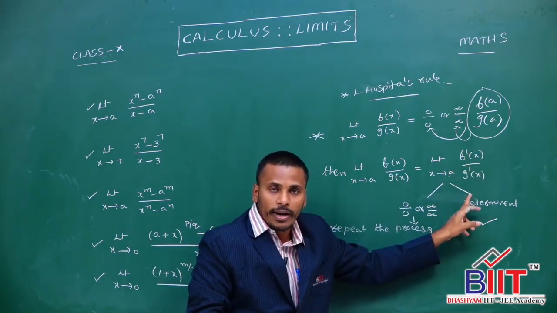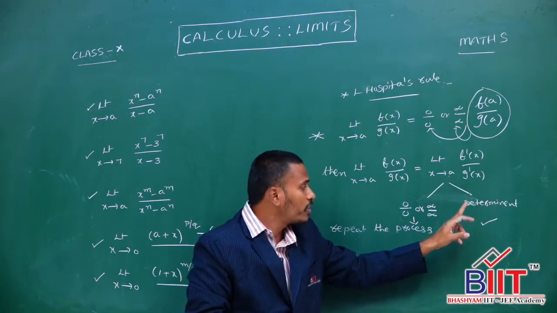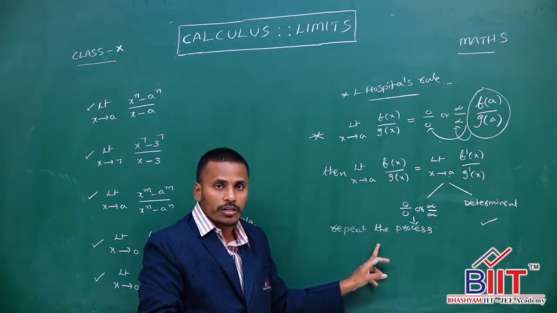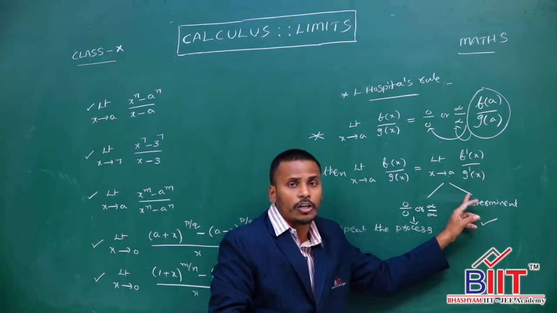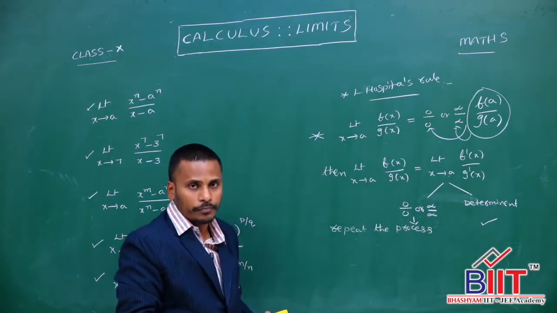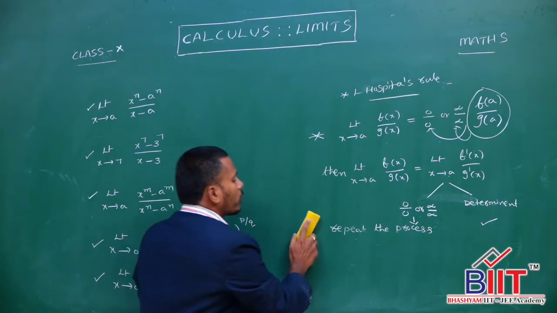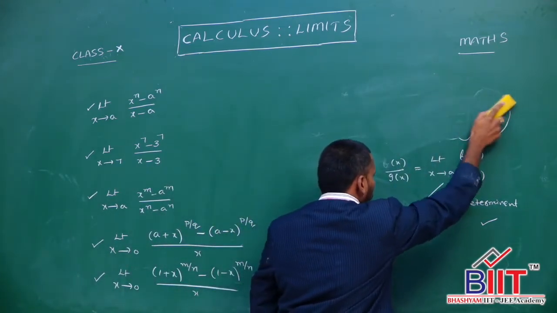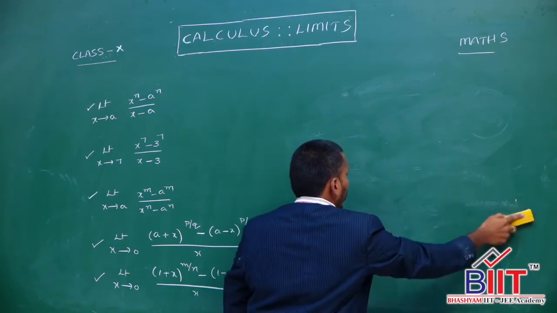Observe the value numerator by denominator. Again, if it is equal to 0 by 0 or infinity by infinity, continue the process, or if it is a determinate value, then stop the process there. So using this L'Hospital rule, now I am going to generate different standard limits here.